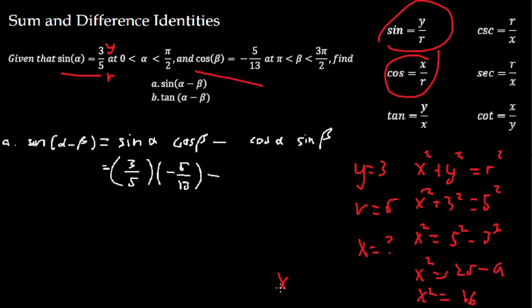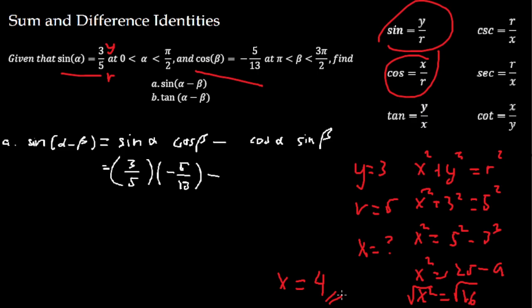Now, for us to get the x value, we need to take the square root of both sides. So, x will be equal to square root of 16, which is 4. Now, we know that the value of x is 4. However, we notice that alpha is located at 0 less than alpha less than pi over 2.